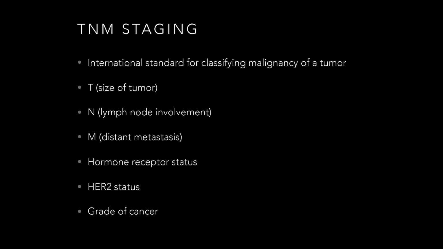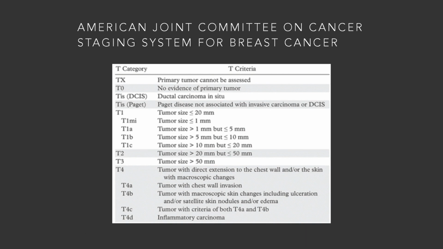Okay, so then just a quick comment about TNM staging that I referred to earlier. This is a standard that we use for classifying the malignancy of a tumor. The T refers to the size of the tumor, N refers to lymph node involvement, M refers to distant metastasis, and then we also look at hormone receptor status, HER2 status, and the grade of the cancer. This is a chart showing how we break down the T category. I won't read through all of it, but you can see we're breaking it down by millimeters, centimeters. We're looking at pretty small cancers in the T1 stage, and then all the way up to the T4 where it's pretty locally advanced.